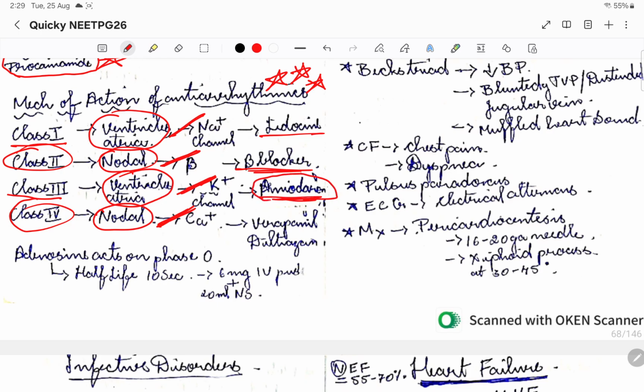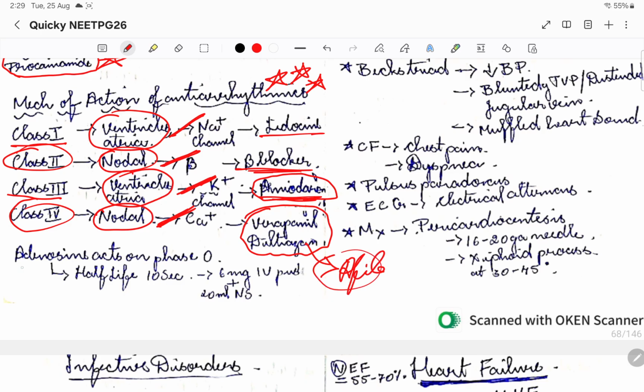We know that, right? Ventricular tachycardia, we gave amiodarone, and also in WPW syndrome we gave amiodarone. Then coming to class 4, it is going to be calcium channel blockers, that is verapamil and diltiazem. Diltiazem is the drug of choice in respect to AFib, I told you, right? So this is the thing.